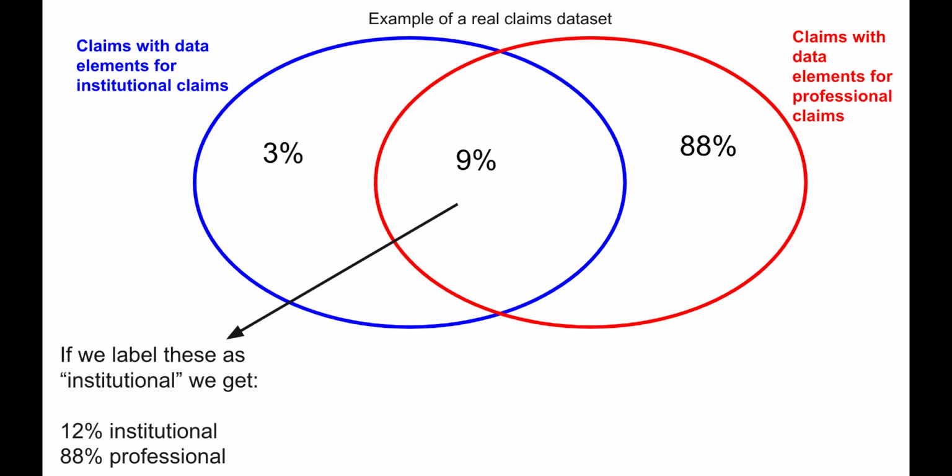And this sounds reasonable. In my experience, across all claims data sets I've seen, I typically see around 80% of all claims are professional claims and about 20% of all claims are institutional claims. So these sound like reasonable numbers that are in the ballpark. So that's how we would treat these ambiguous cases.